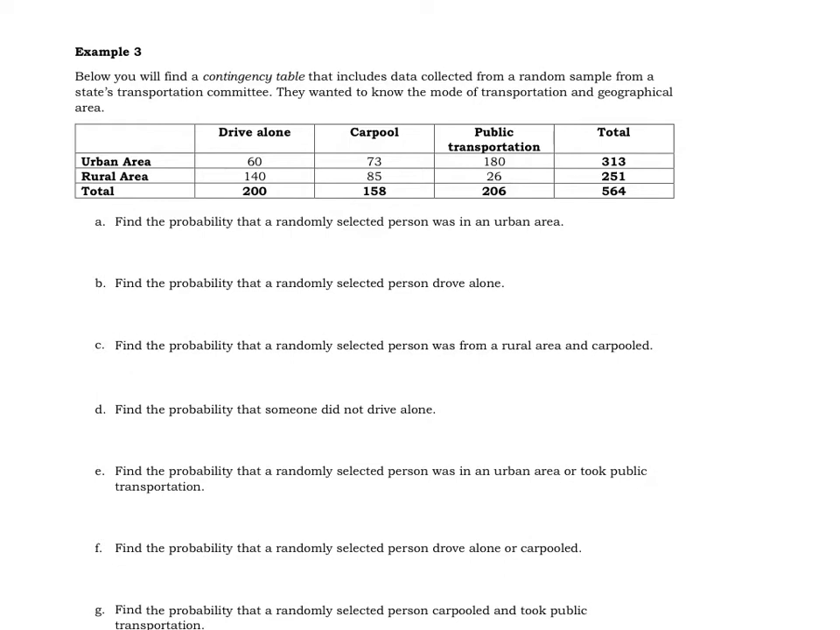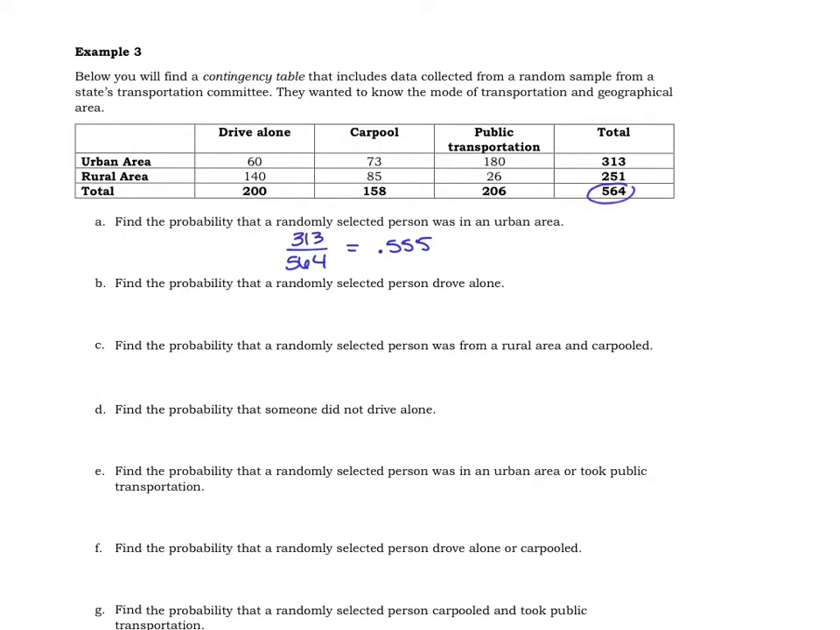Okay, so what we're going to do is find the probability a randomly selected person was in an urban area from those who were surveyed. So a randomly selected person means out of all 564 of the people in the survey. Okay, and when you look, you can see again at the total, 313 people total lived in an urban area out of the 564. As a decimal, that is 0.555.